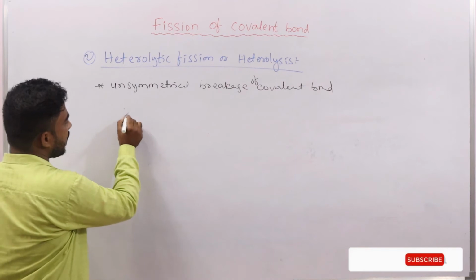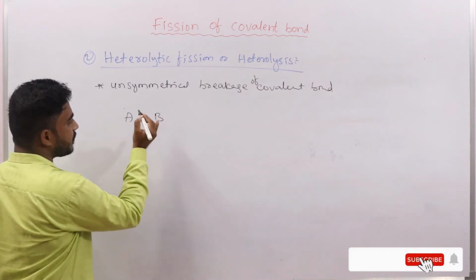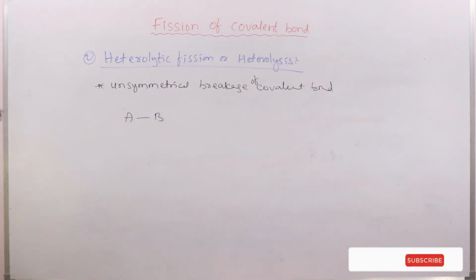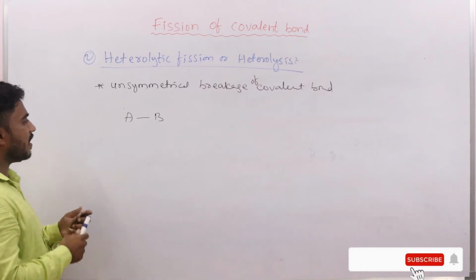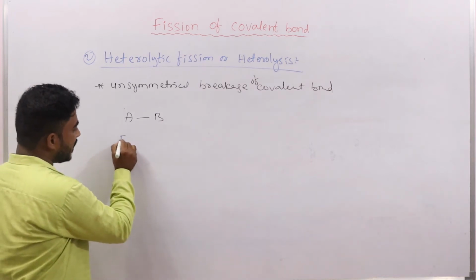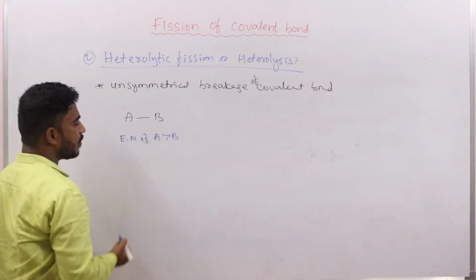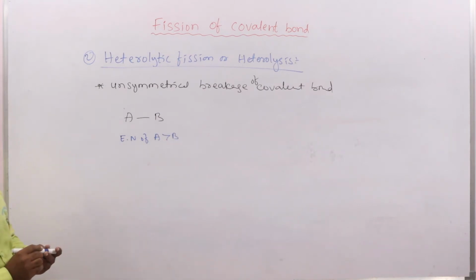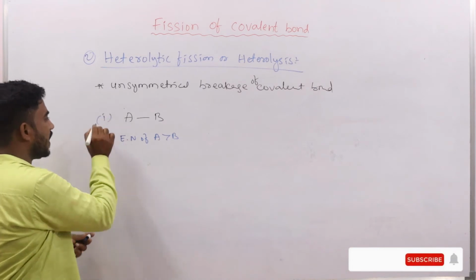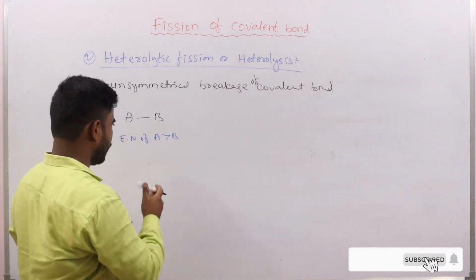For example, take an AB molecule. I am assuming that the electronegativity of A is greater than B. Then what will happen?